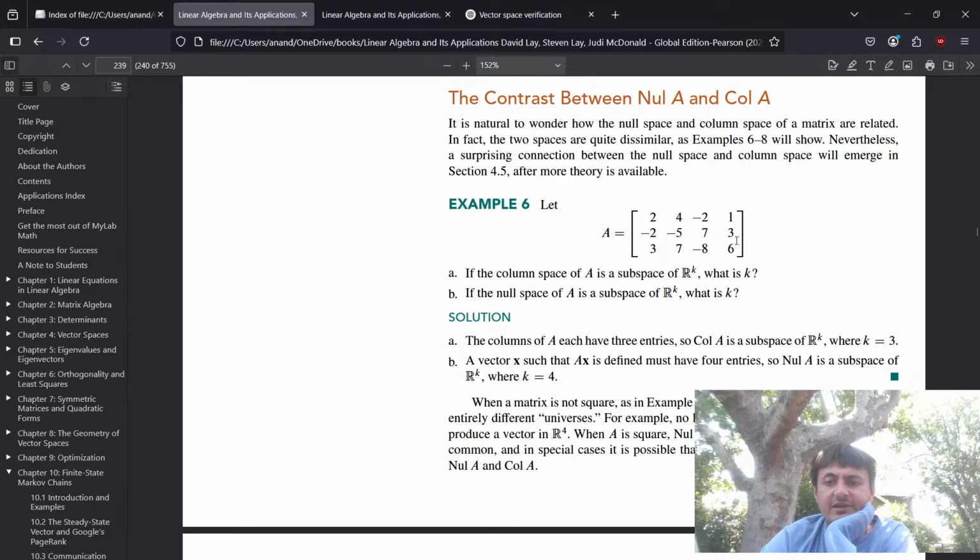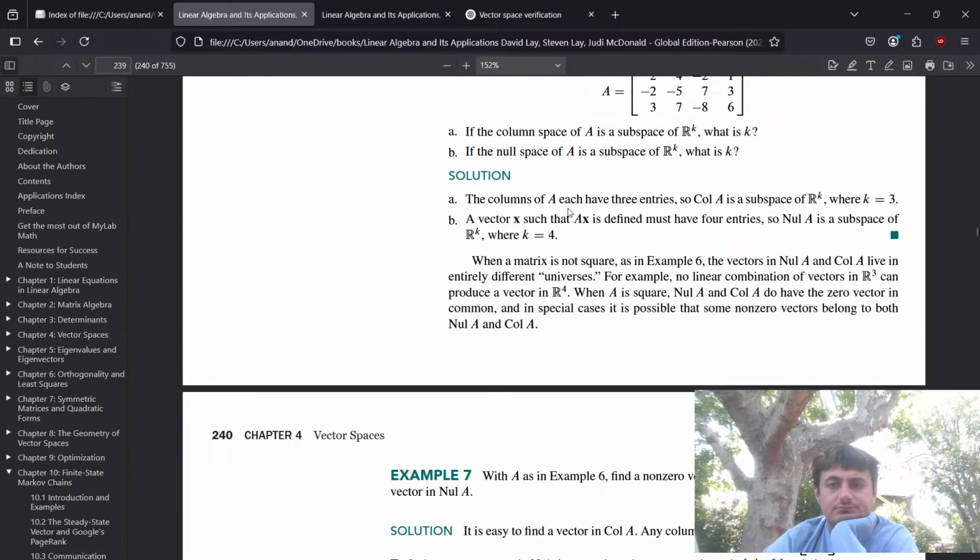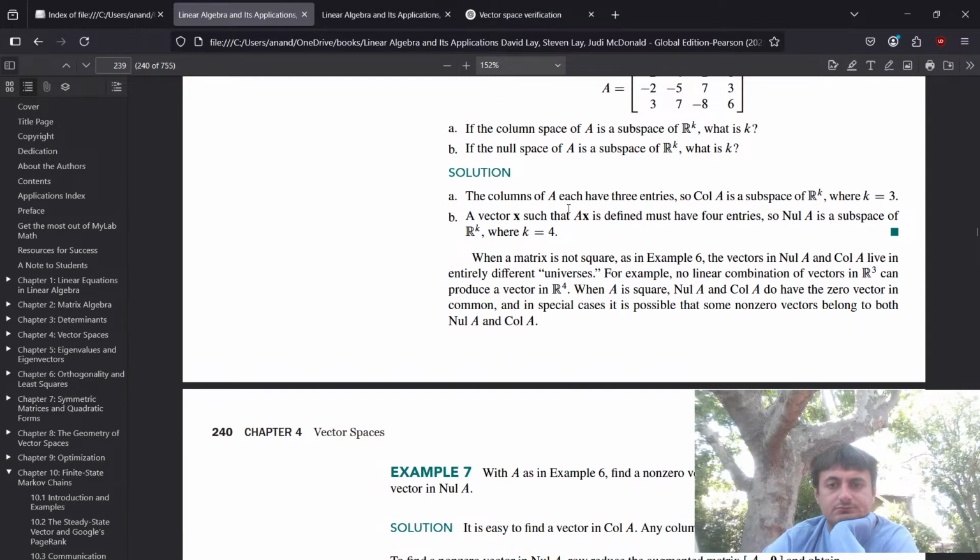Okay, so let A be this. If the column space of A is a subspace of Rk, what is K? So the column space is going to be a subspace of R3. And the null space is going to be a subset of R4 because it's the vectors X such that A times X equals 0. So X has to be in R4. And then for some vector X, AX equals B, B is going to be in R3. Okay, so K equals 3, and the null space K equals 4, like we said.